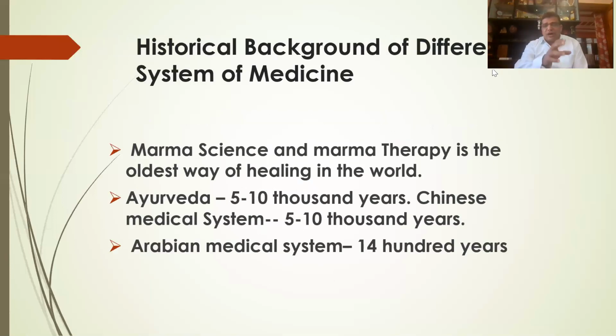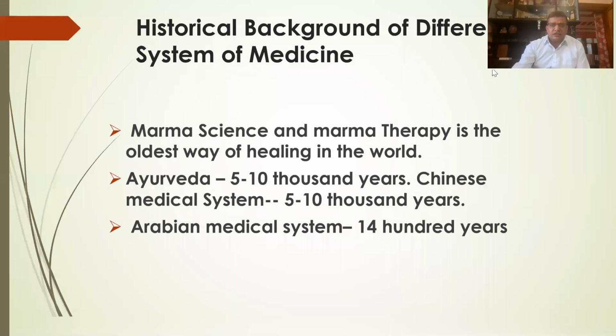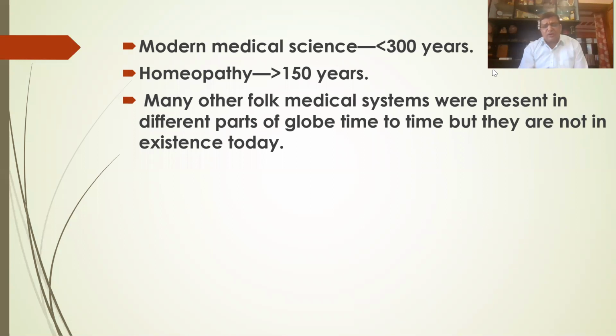I am just explaining the historical background of different systems of medicine. As you all know, Marma science and Marma therapy is the oldest way of healing in this world. How? Ayurveda has a history of 5 to 10,000 years. The Chinese medical system is also 5 to 10,000 years old, and the Arabian medical system is 1400 years old. But modern medical science is less than 300 years old, while homeopathy of Samuel Hahnemann is more than 150 years old.